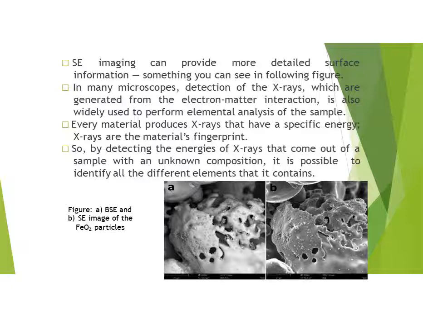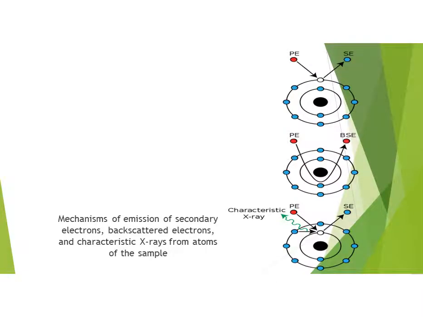Here are two figures that are made by different types of electrons. Picture A is made by the backscattered electrons, and picture B is made by the secondary electrons. Both pictures are of iron oxide particles. Here are the schematic diagrams showing how the secondary electrons, backscattered electrons and X-rays are produced.